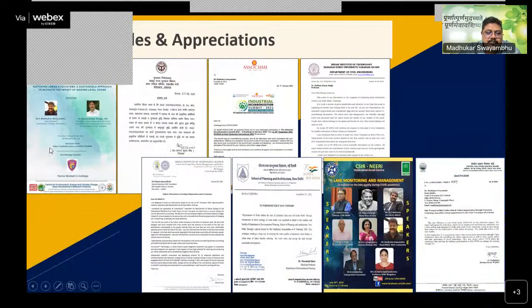We've been there into various other talks also. This was the World Ozone Day, Asian Development and Research Institute, Patna. This is an appreciation certificate by Archaeological Director of Uttar Pradesh for the Varanasi project. This is SHM in Odisha. This is from IIT BHU for our Varanasi project.